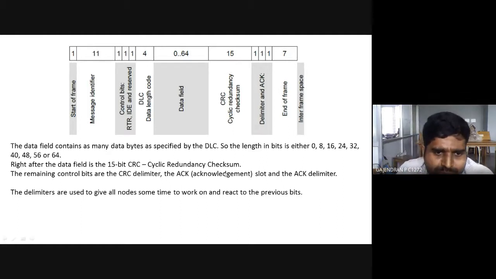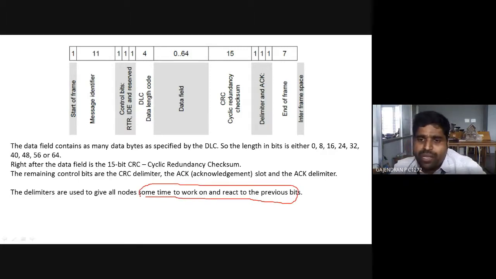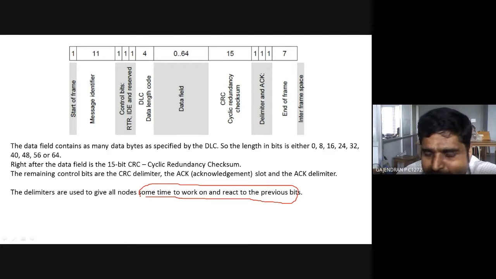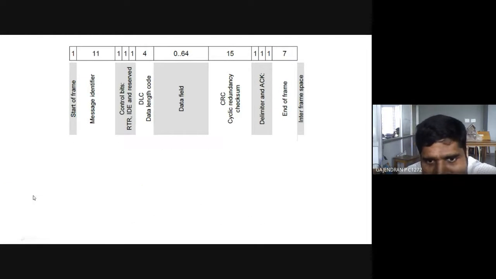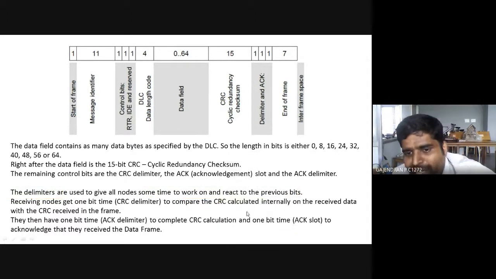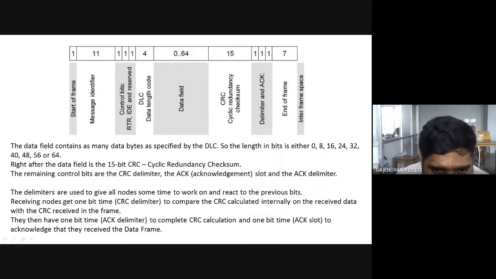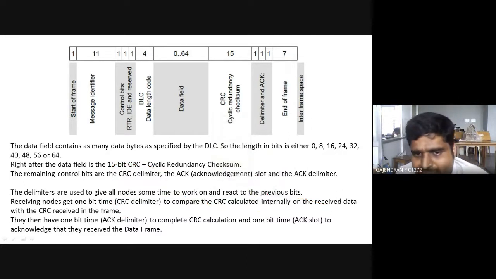The delimiter is used to give the node some time to work or react. We give some information, and the node needs time to process it, so we use some delimiter value. The delimiter length may vary. Based on how much delimiter time we need to give, we give some delay as a delimiter. So we calculate the cyclic redundancy check and send it. How we send it, we will check in the consecutive slides.